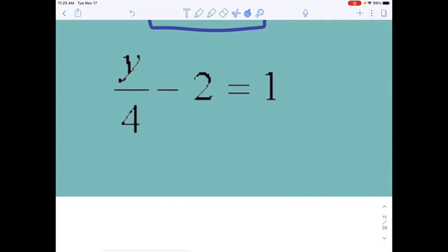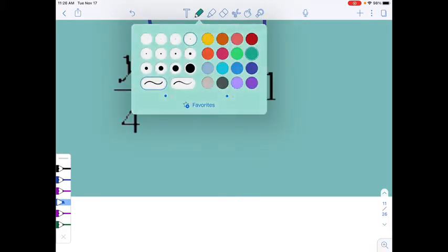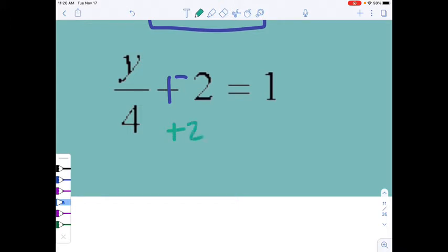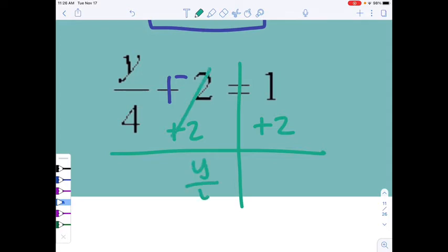Okay, the next one you're going to want to write down. Y divided by 4 minus 2 equals 1. First thing, add up. Do we have minus? Yes, we do. Change that to plus negative. Second thing is distribute. Third thing is combine like terms. Can't do that. Now we want to get rid of the constant. We have a negative 2. The opposite of negative 2 is positive 2. So I'm going to add 2 to both sides because whatever I do to one side, I have to do to the other. It's like a balance beam. Negative 2 and positive 2 cancel, so we're left with y divided by 4 equals 1 plus 2 is 3.